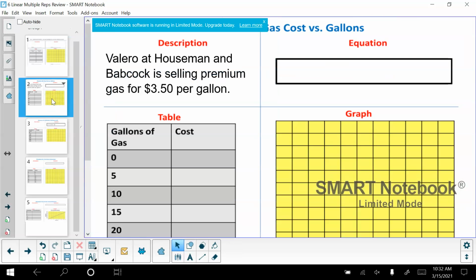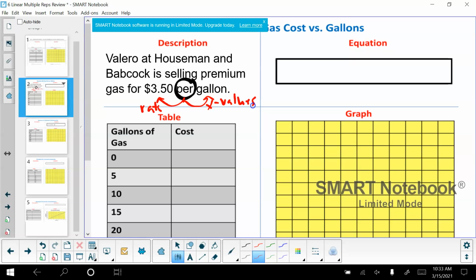This is a description. It says, a Valero at Hausman and Babcock is selling premium gas for $3.50 per gallon. Okay, so if I look at that and try to remember how to write an equation or just pull out important information, I notice I've got one of my rate words, per. Remember, per, each, and every are our rate words. So if you look to the number to the left, then that number is the rate. And if you look to the right, this is going to be what our x values represent.